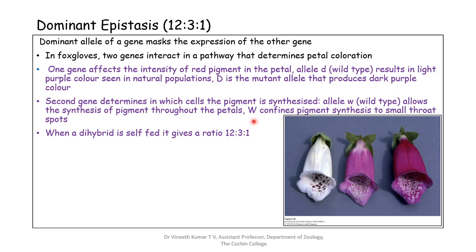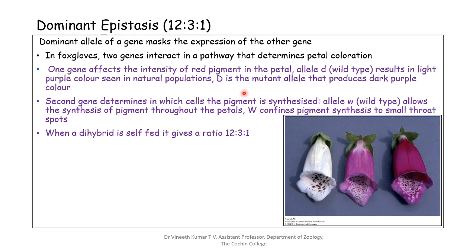So with this example, you can say that capital W is the epistatic gene and D is the hypostatic gene. W is inhibiting capital D from expressing. That's why we call it an epistatic gene. W here is epistatic because that is the one which is inhibiting. Whenever capital W is present, the pigment synthesis in all other cells of the petal will be inhibited. Only the pigments can be seen in the throat region as spots.